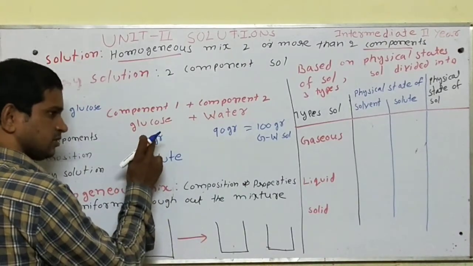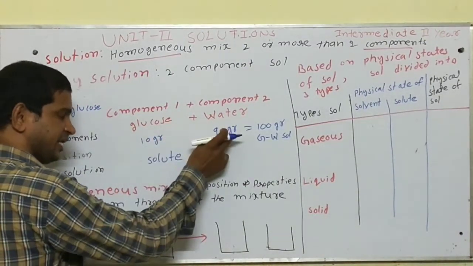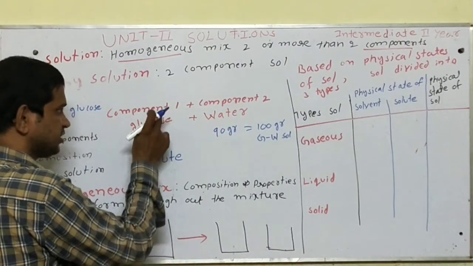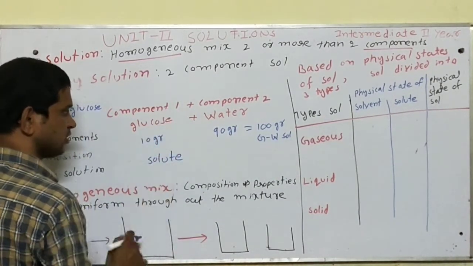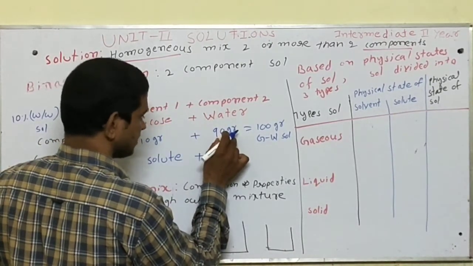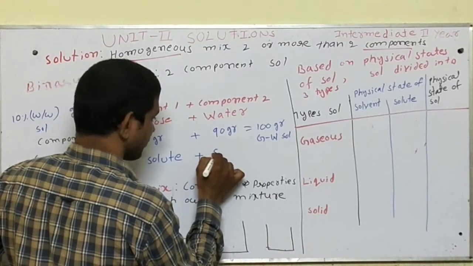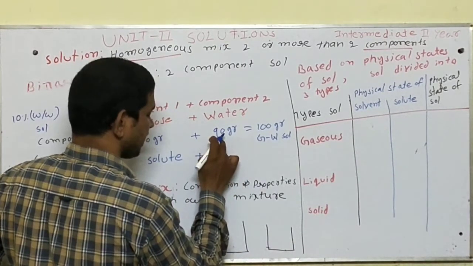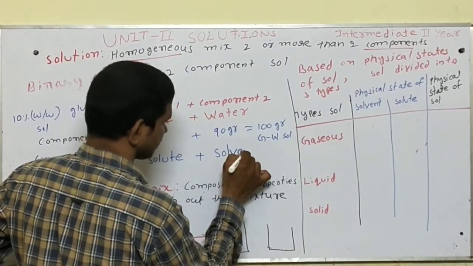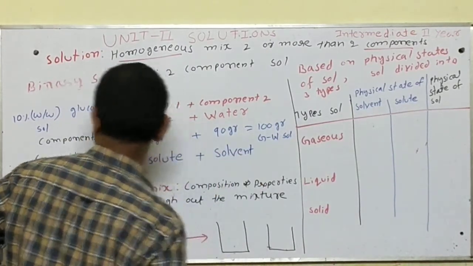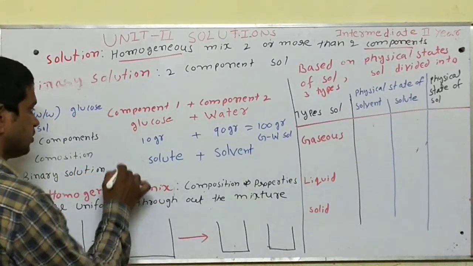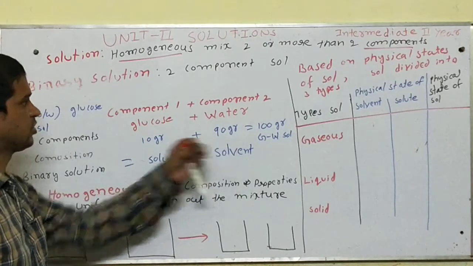See here, when compared to 90 grams, 10 grams is less in quantity, that is glucose. Glucose is solute and water is termed as solvent. It is high in quantity. In binary solution, solution is equal to solute plus solvent.